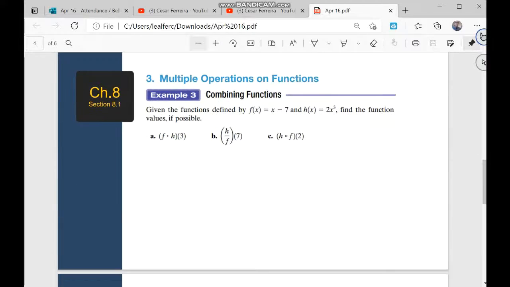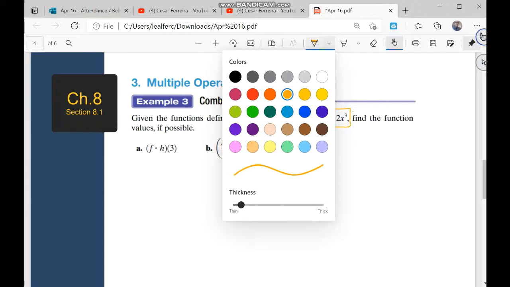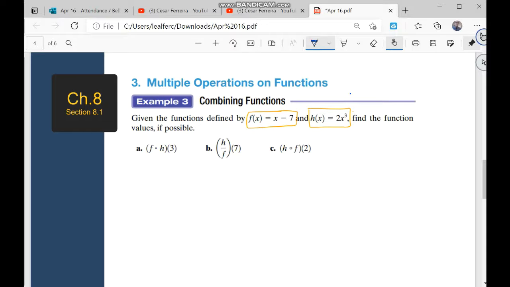Okay. Now we will evaluate combining functions. The first one is a regular one, a multiplication, okay? The functions we're going to work with are f of x equals x minus 7 and h of x equals 2x cubed. The first example is a very simple, regular multiplication. We're not composing, okay? The first one is just a multiplication.